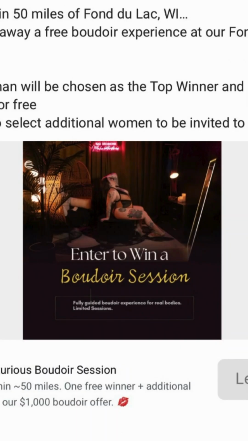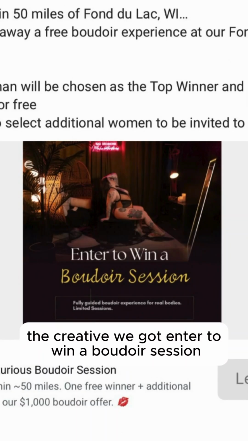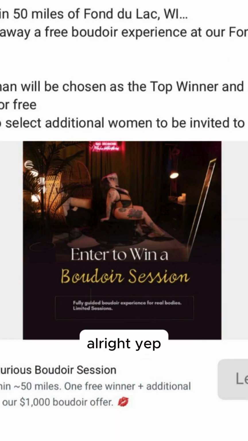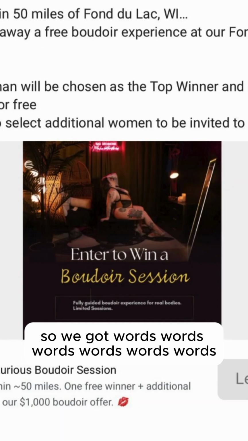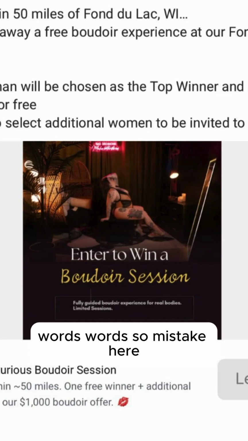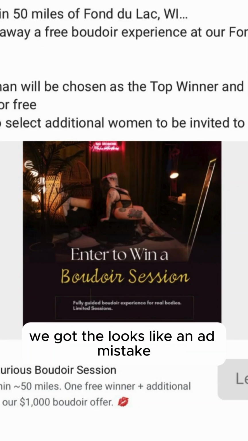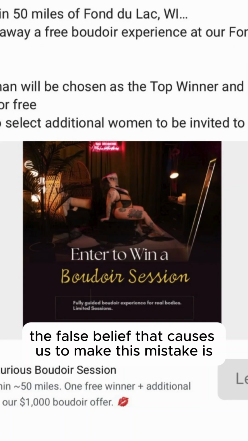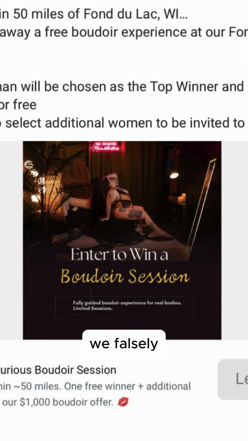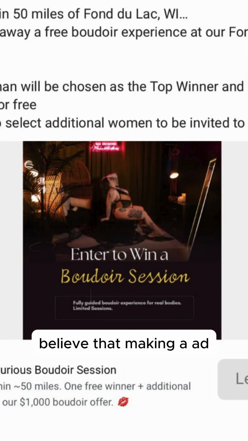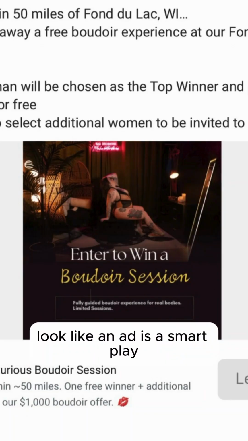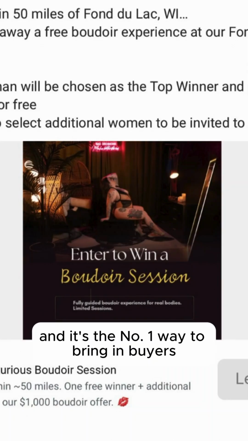Next, looking at the photo here, the creative. We got enter to win a boudoir session. All right. Yep. So we got words. So mistake here. We got the looks like an ad mistake. The false belief that causes us to make this mistake is we falsely believe that making our ad look like an ad is a smart play. And it's the number one way to bring in buyers.